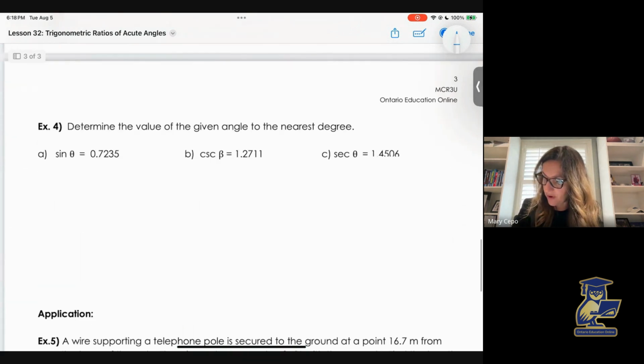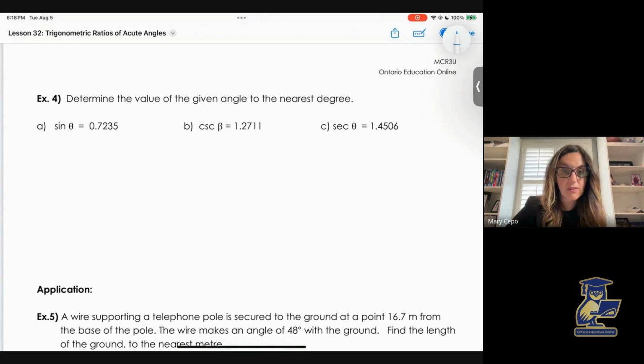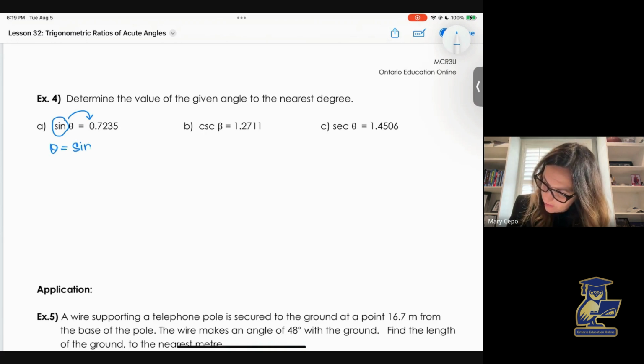Okay, example 4. We're going to determine the value of the given angle to the nearest degree. So when we're determining angles, again, if you're separating the ratio from the angle, that means sine has to come to the other side of the equation. And by doing that, we need to determine the inverse. So keeping in mind, theta is going to equal the inverse of sine at 0.7235. Keeping in mind in your calculator, just shift sine. So theta is going to equal, to the nearest degree, about 46 degrees.